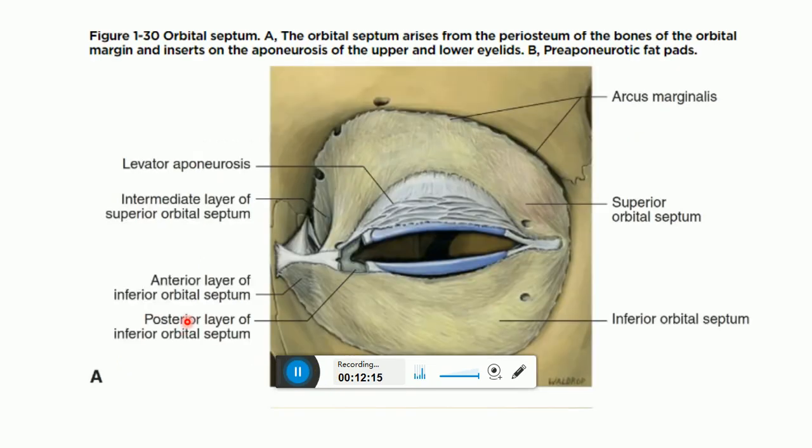Next, very important, is the orbital septum. It is a thin sheet of connective tissue. It encircles the orbit as an extension of the periosteum of the roof, this is the roof, and the floor of the orbit. Superiorly, you can see the septum is attached firmly to the periosteum of the superior half of the orbit margin.